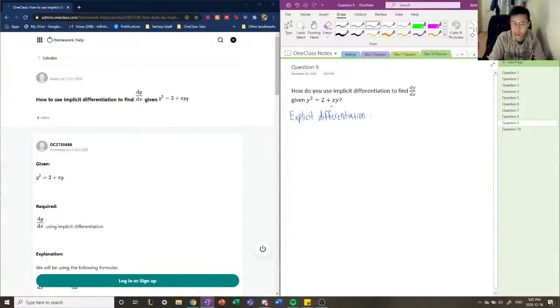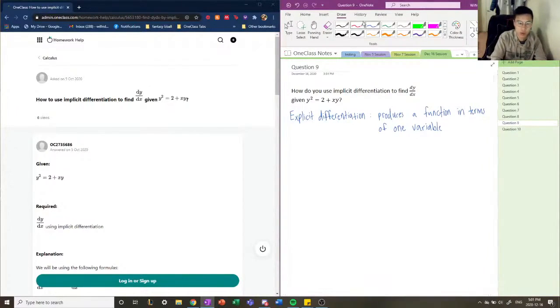So explicit differentiation produces a function only in terms of x, a function in terms of one variable. So we're talking about single variable calculus for now. When you get up to multivariable calculus, there might be multiple variables.